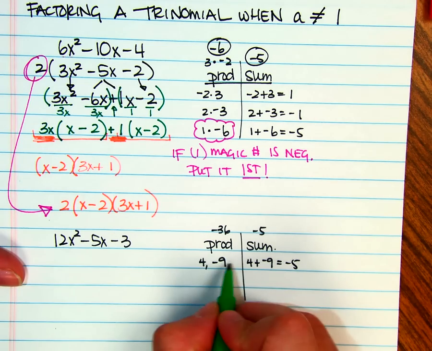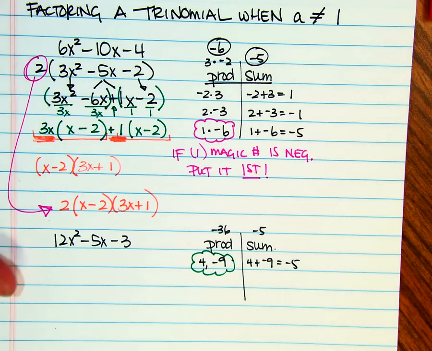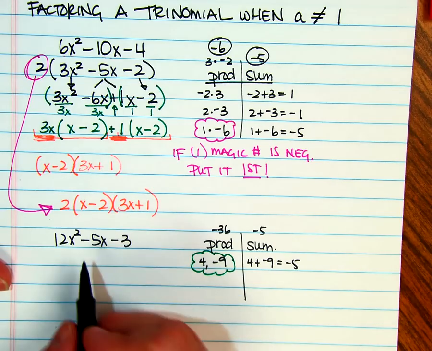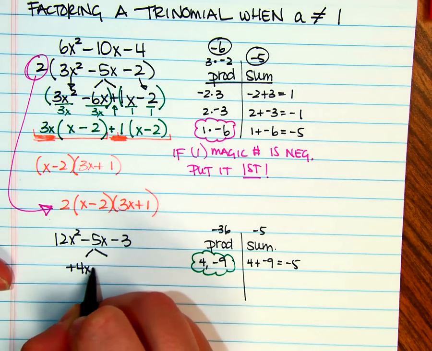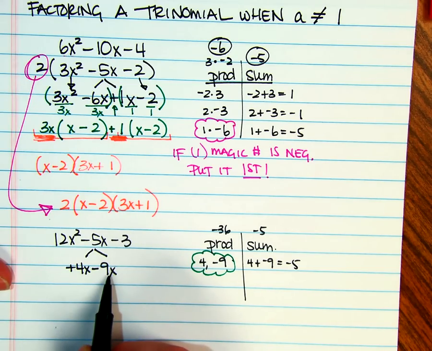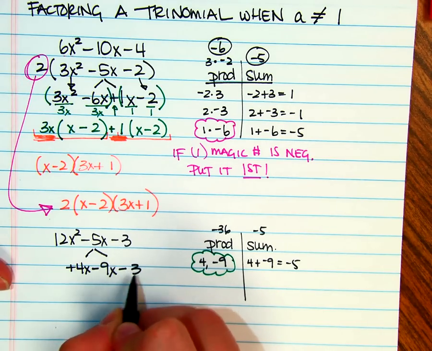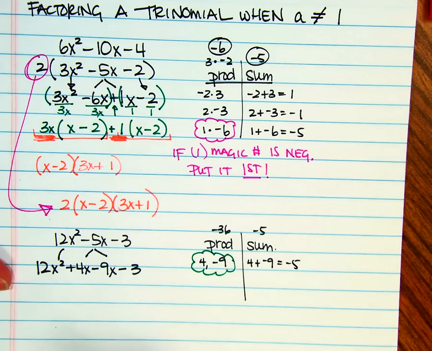So these are my two magic numbers. Now remember I said that if we have one negative to put it first, I'm going to purposely put this one last so you can see what else I have to do. I'm going to rewrite and have a positive 4x and a minus 9x. Most common error here is people forget the x's. That's how you get the negative 5x. I'm going to bring down the negative 3 and bring down the 12x squared.